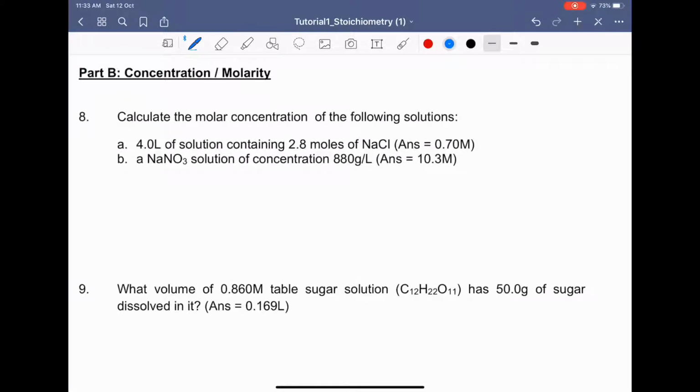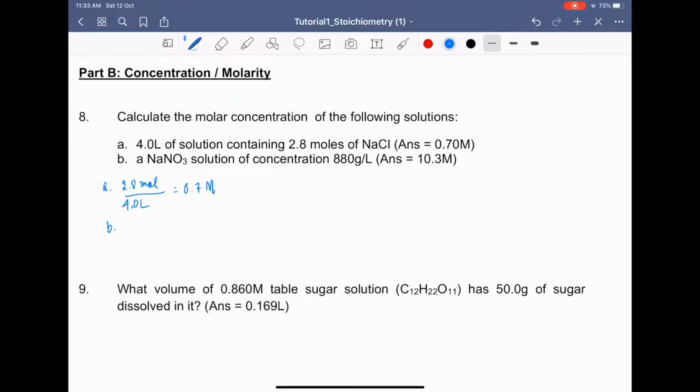Then let's move to question 8 and part B, concentration molarity. 8. Calculate the molar concentration of the following solutions. Letter A, 4 liters of solution containing 2.8 moles of sodium chloride. So we have 2.8 mole divided by 4 liters. So that's 0.7 molar.